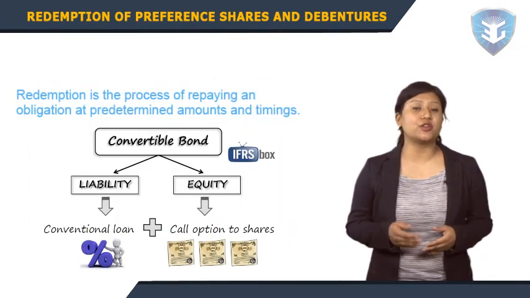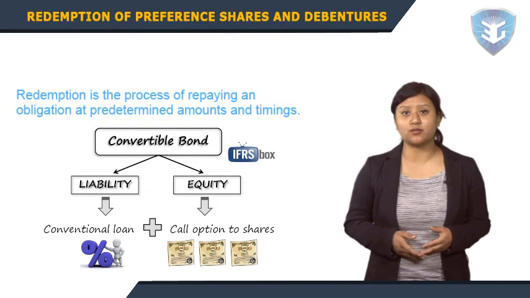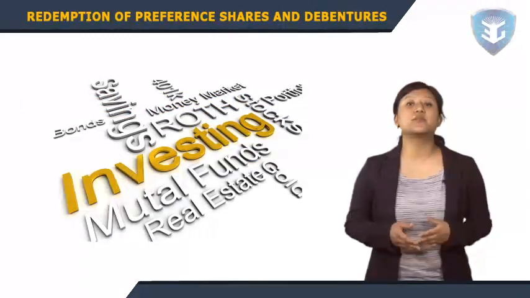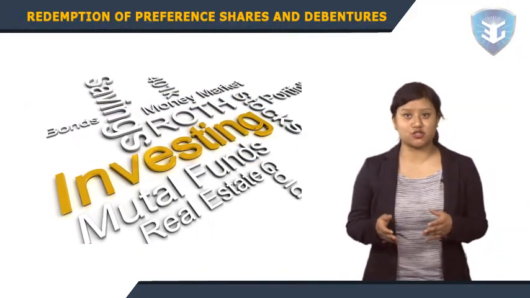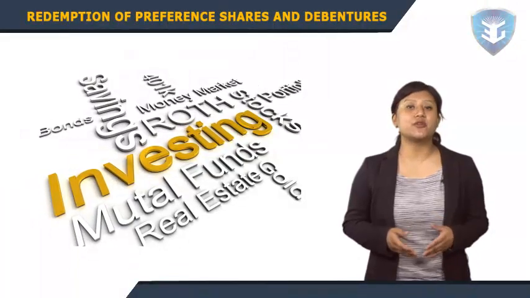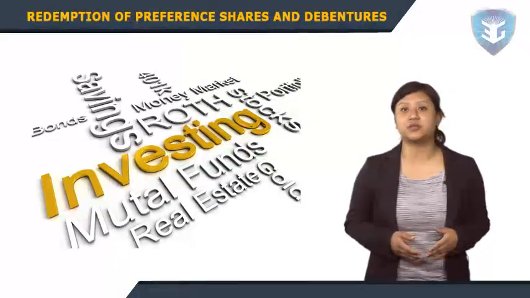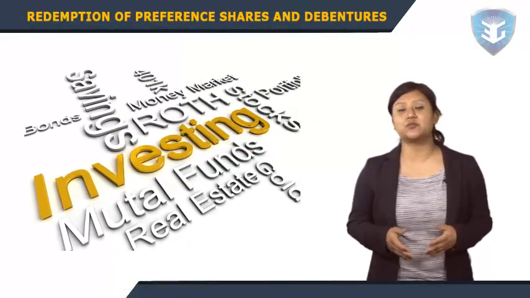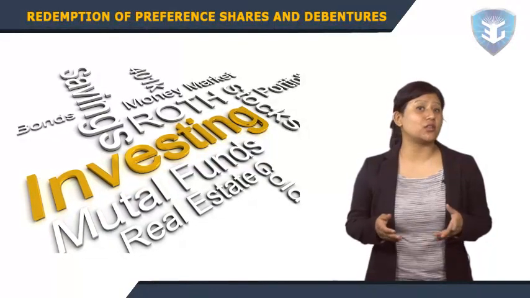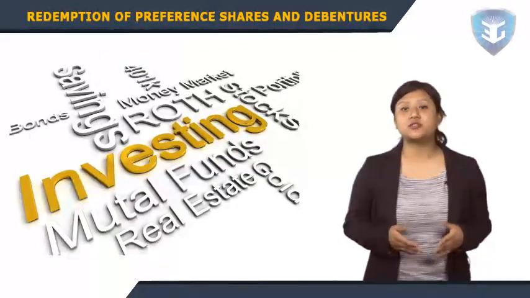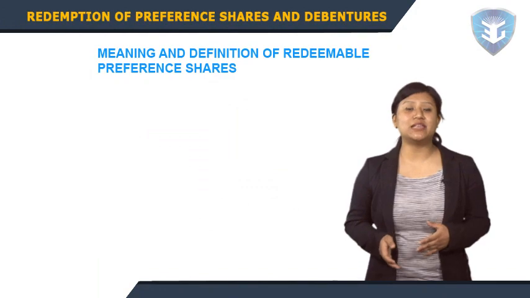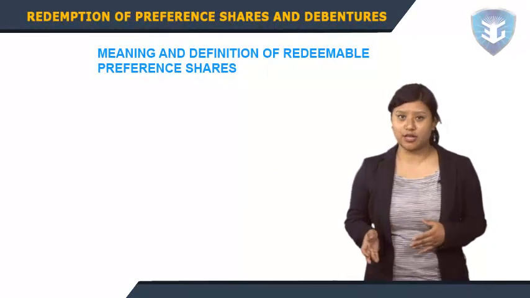Redemption is the process of repaying an obligation at predetermined amounts and timings. The redeemable preference shares are issued on the terms that shareholders will at a future date be repaid the amount which they invested in the company. A company can issue only redeemable shares, that is, at present a company cannot issue irredeemable preference shares. Let's now study the meaning and the definition of redeemable preference shares.